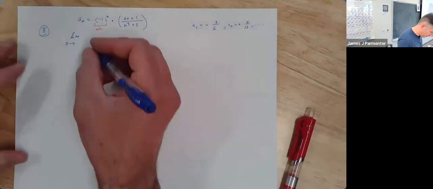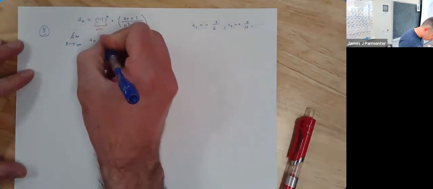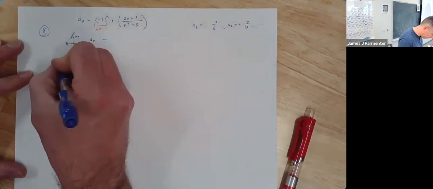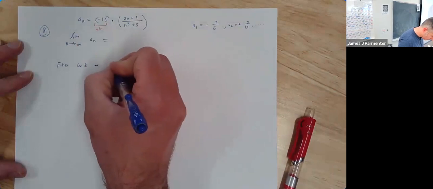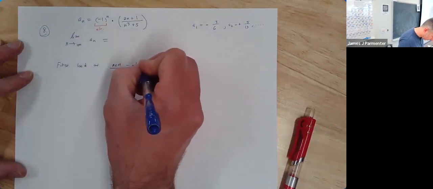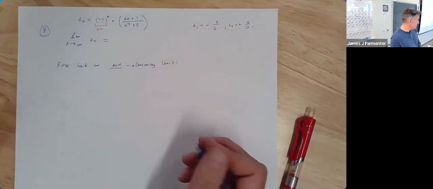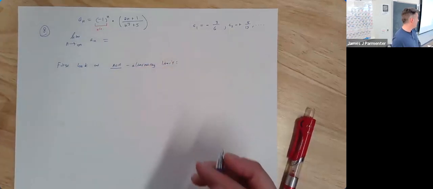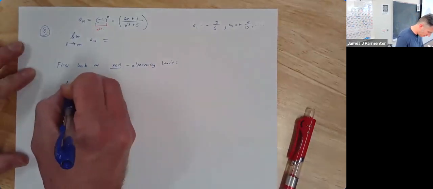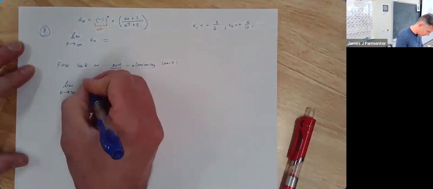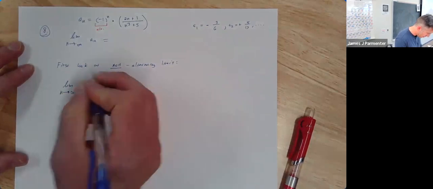So here, if I want to find the limit of the sequence, I'm going to first look at the non-alternating part. Like I did before, when the limit of the non-alternating part was 3, so I knew it was bouncing back and forth between positive 3 and negative 3. So here, I look at the limit of the non-alternating part: the limit of 2n plus 1 over n cubed plus 5.